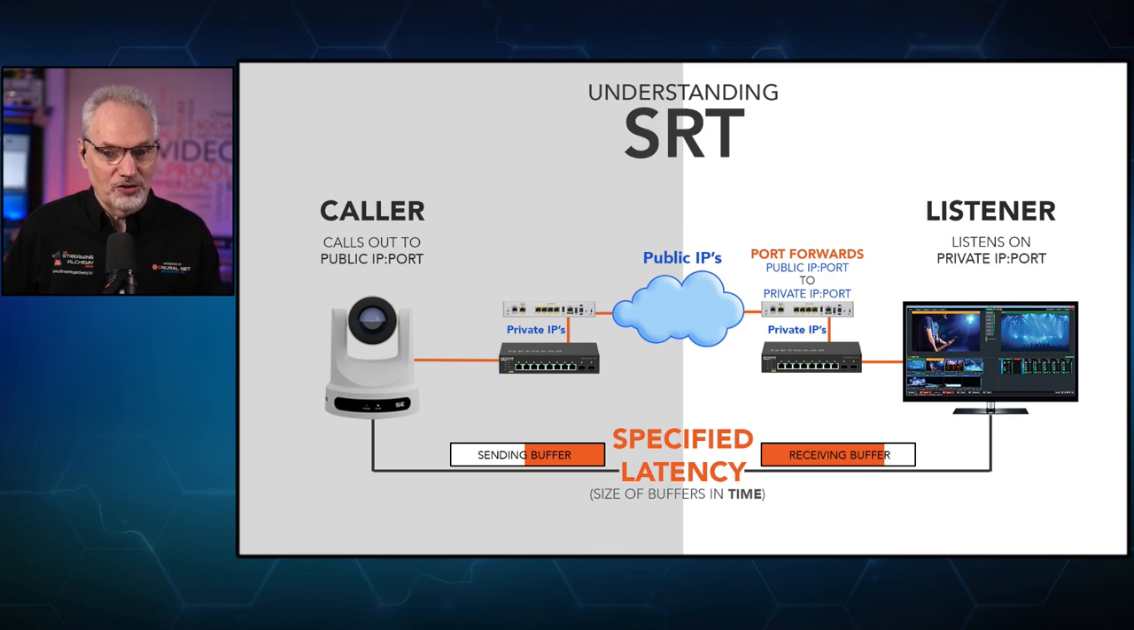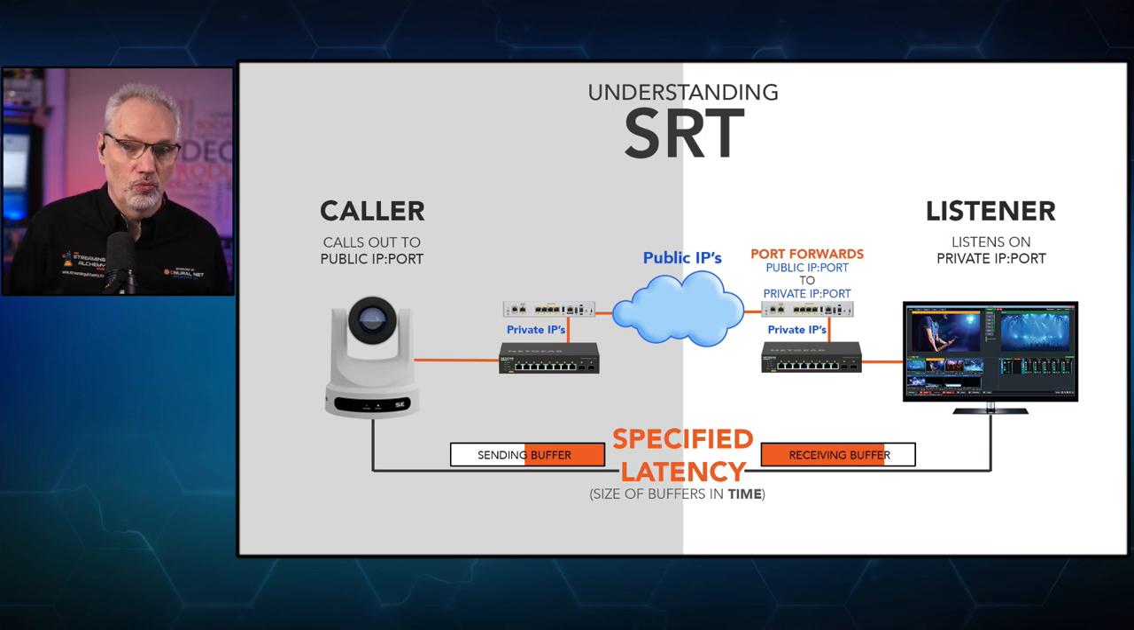So the way SRT works is when this remote location, the event venue, not the studio, wants to connect to the vMix system, basically my remote studio, it is using the public IP of my remote studio to talk to me. So how does this work? The camera calls. In SRT, there's a caller and a listener. The caller initiates the session, and the listener sits there waiting for a caller to call it. So that's how that pairing works.